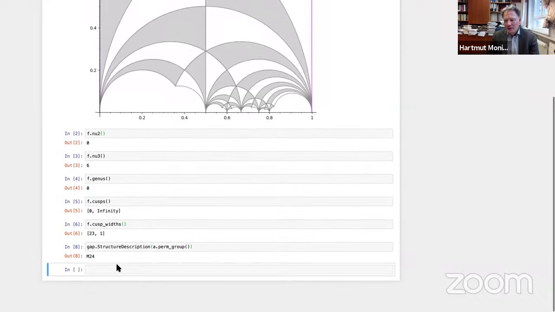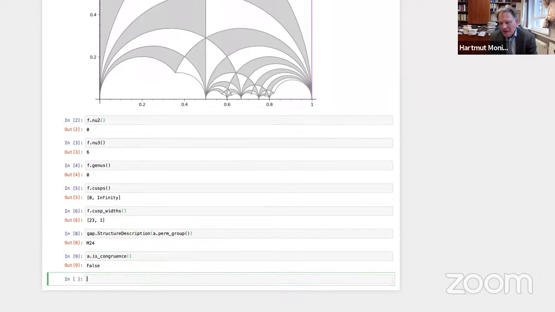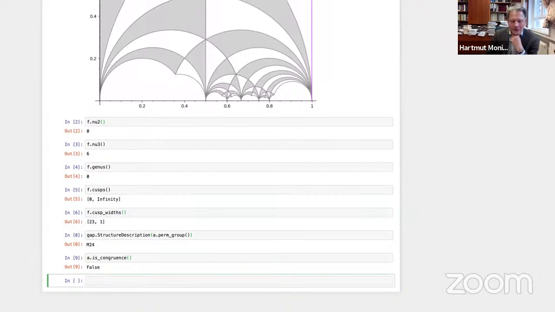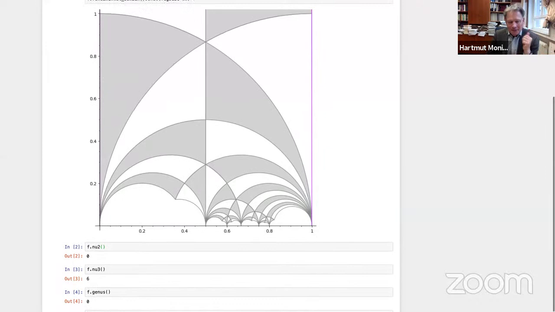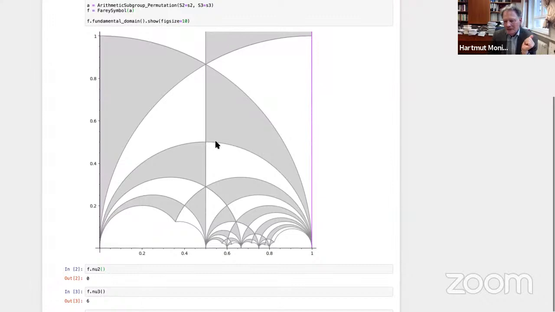One thing which is now important is that if you ask whether this group is a congruence subgroup, there's a test implemented in SAGE and it will tell you it's not. So now the simple question I could ask you is: this is a Riemann surface of genus 0, and there must be exactly one generator of the function field of modular functions on that Riemann surface. How does it look?